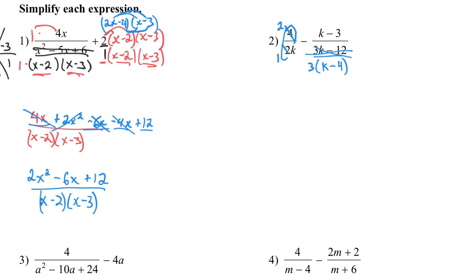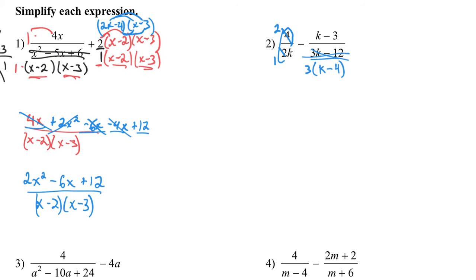So that turned into the 3 times k minus 4. Then I look at the other fraction. Can I simplify anything here? No, the factors are different. The k minus 3 does not cancel with the k minus 4. And don't try to cancel these 3's. Okay, that'll mess you up.